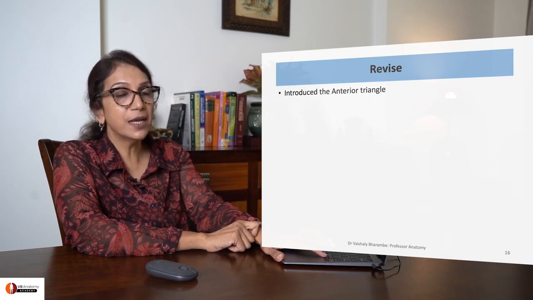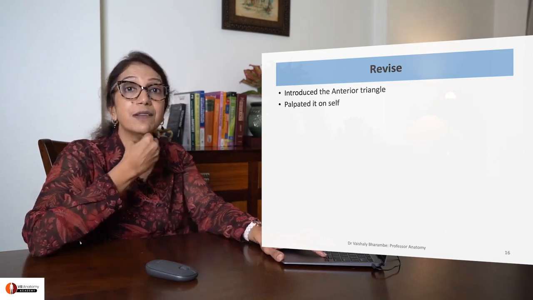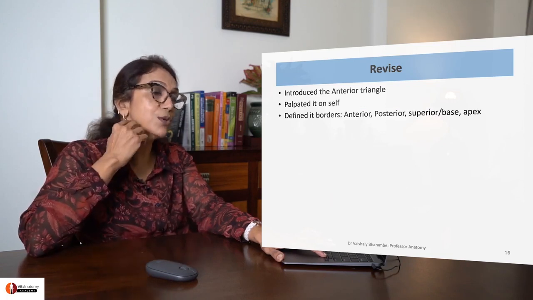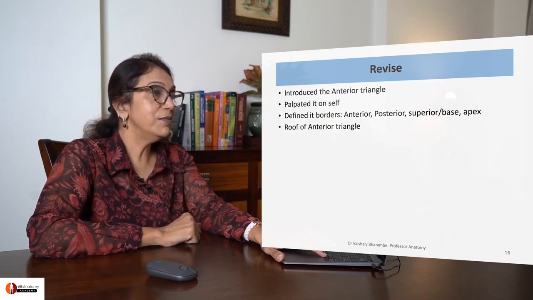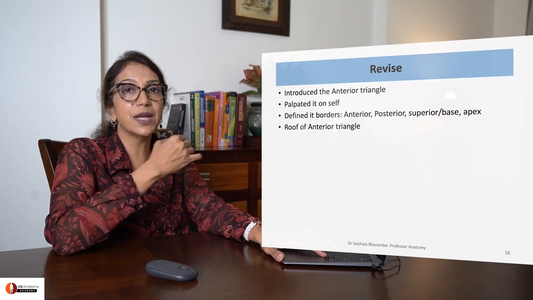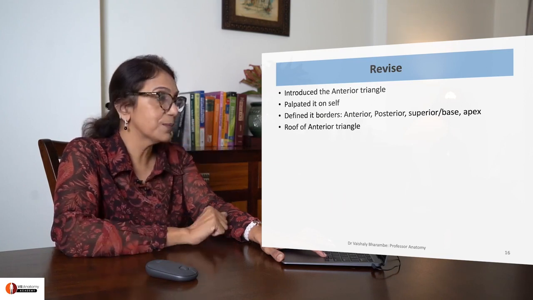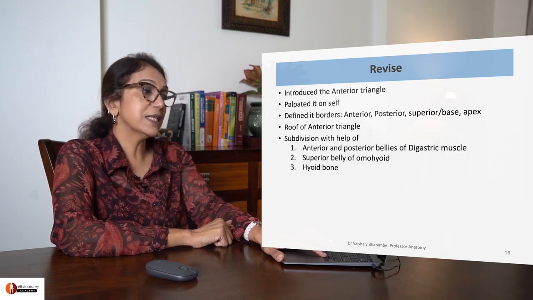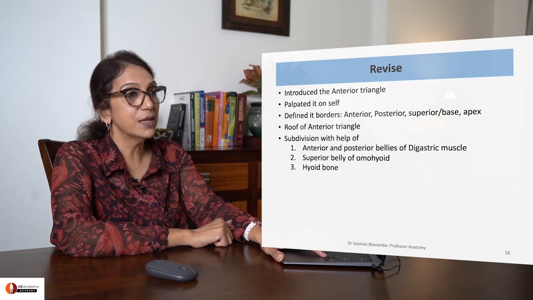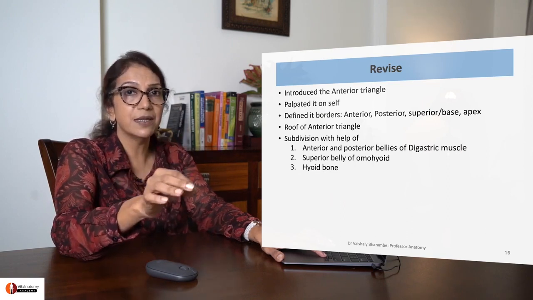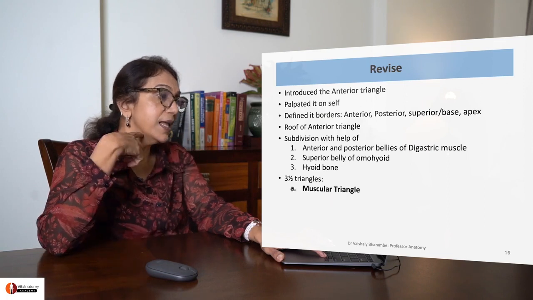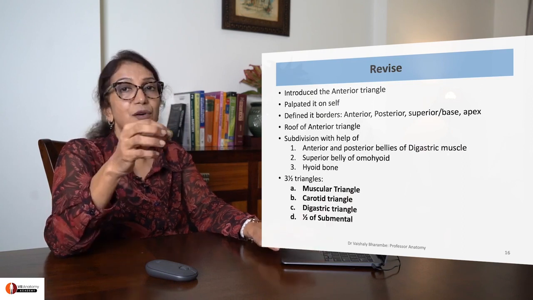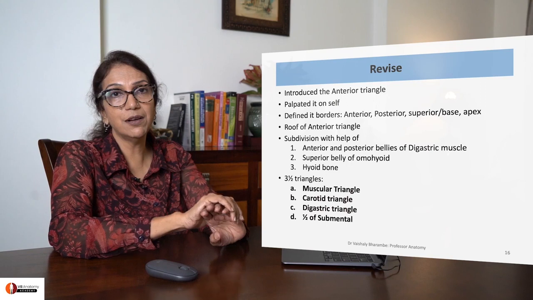We introduced the anterior triangle. We palpated it on ourselves, remember? Then we talked about its anterior border, posterior border, superior border and the apex. Then we talked about structures in the roof of anterior triangle: skin, superficial fascia, deep fascia. Then we divided the anterior triangle with the help of digastric muscle, omohyoid muscle, and hyoid bones into 3.5 triangles. What were the 3.5 triangles? Digastric, muscular, carotid, and half of submental. These were the 3.5 triangles.